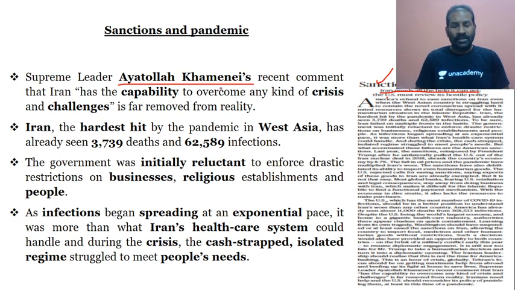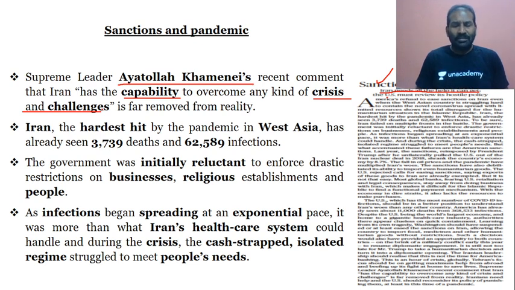He is the supreme leader, and he has recently made a statement regarding the crisis, that the US has imposed sanctions, and also in regard to the pandemic, that Iran has the capability to face or overcome the crisis and challenges, and it will move out in a very positive way. That was a statement made by the supreme leader of Iran, Ayatollah Ali Khamenei.